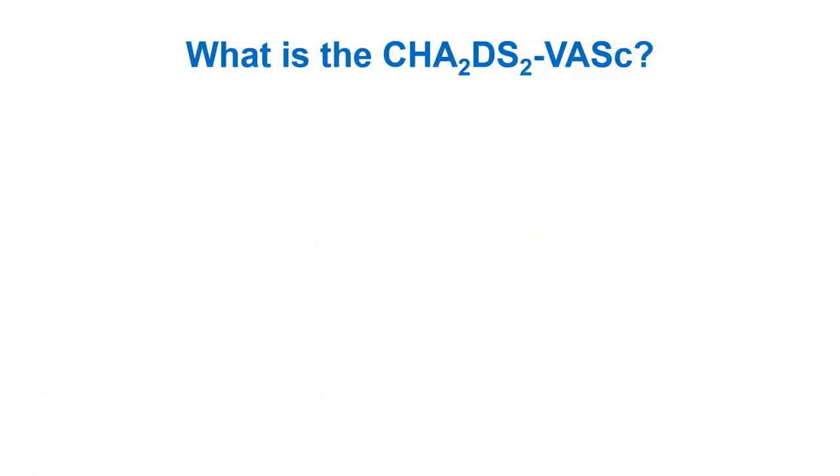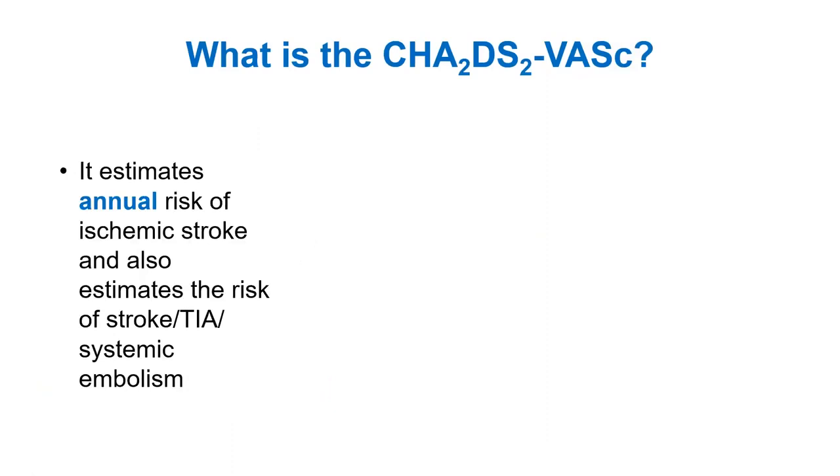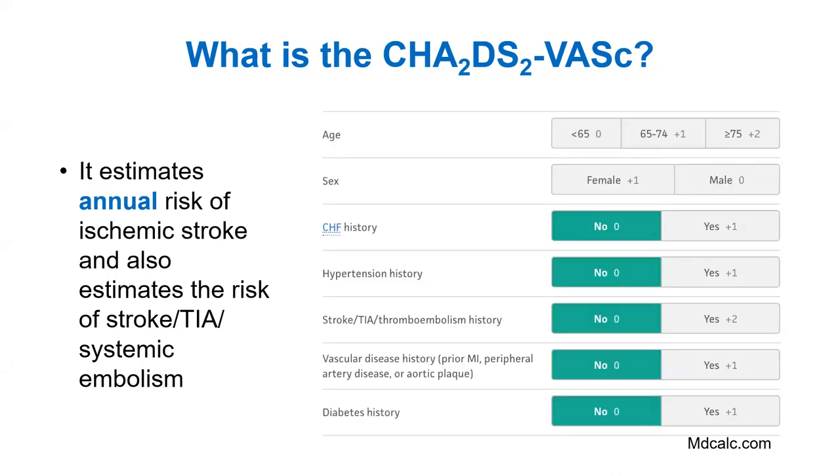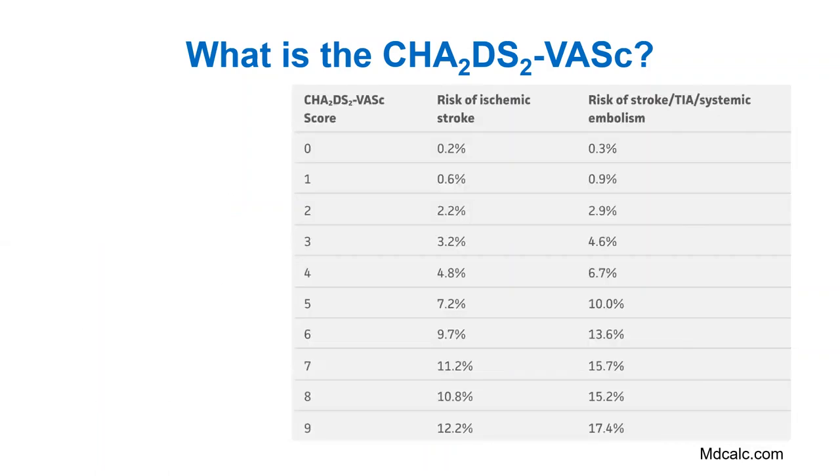So what the heck is a CHA2DS2-VASc? Let's start there. It estimates annual risk of stroke and also estimates the risk of stroke, TIA, and systemic embolism. Here on MDCalc are all of the different parameters that go into a CHA2DS2-VASc score. Now that we're all on the same page, we have to do a little bit of math. If you look at the breakdown here, there is the CHA2DS2-VASc score, the risk of ischemic stroke, and then a composite of these 3 things.